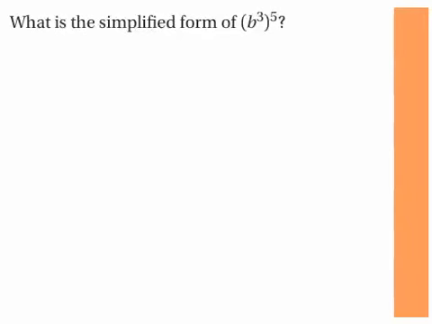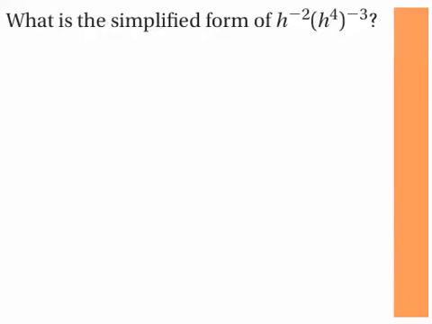What is the simplified form of b cubed to the 5th power? Notice here I have b cubed inside of parentheses and then right outside, to the 5th power. So my base b is going to stay the same, and I'm going to multiply the two exponents, 3 times 5. Well, 3 times 5 is 15, so my final answer would be b to the 15th power.